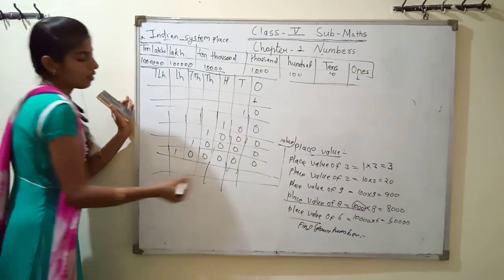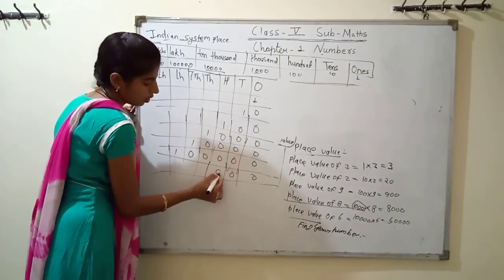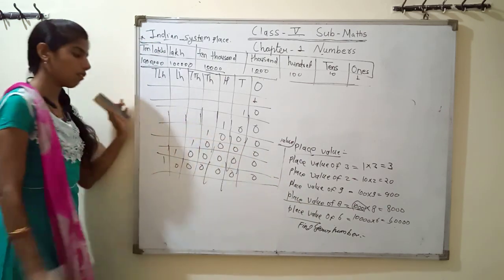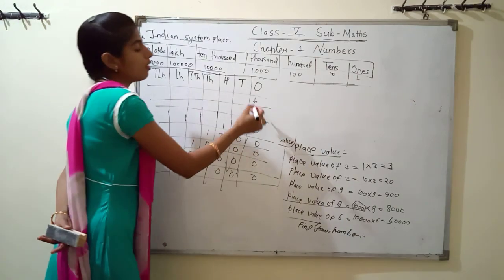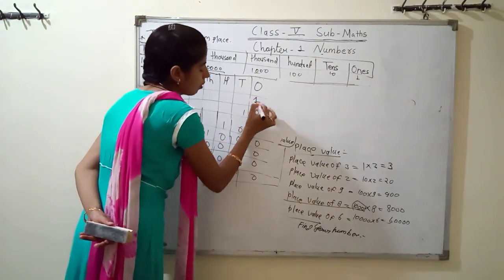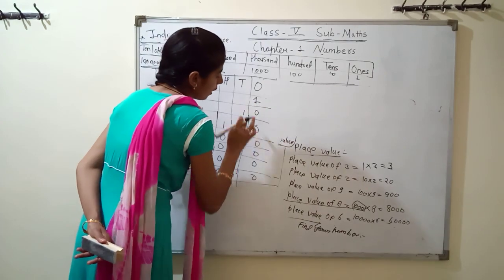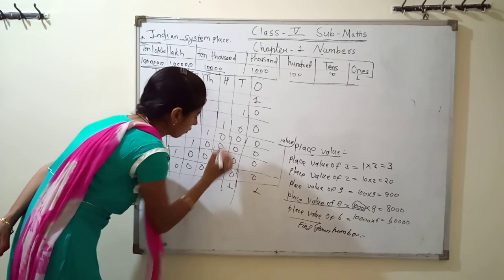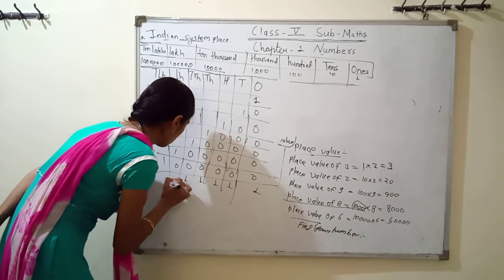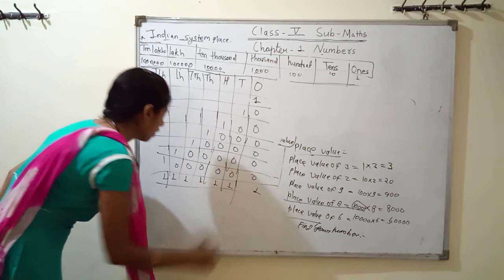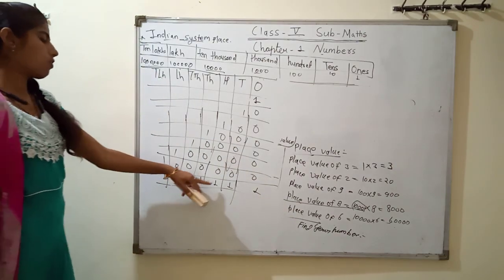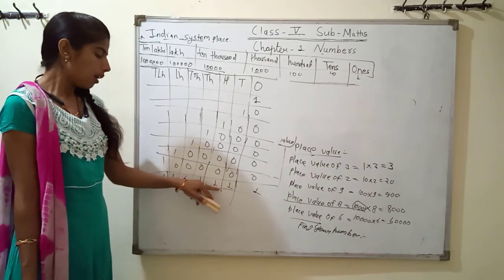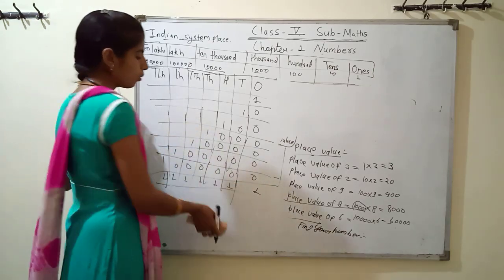For 10 lakh, the ones value is 0, 10 value, 100, 1000, 10,000 and lakh value are 0. Then next the 10 lakh value is 1. Now add all. If in any number we add infinite 0s, then our answer is that number. Here is 1, here is also 1, 1, 1, 1, 1 and 1. Then it's converted into 11 lakh 11,111. It's converted like that.